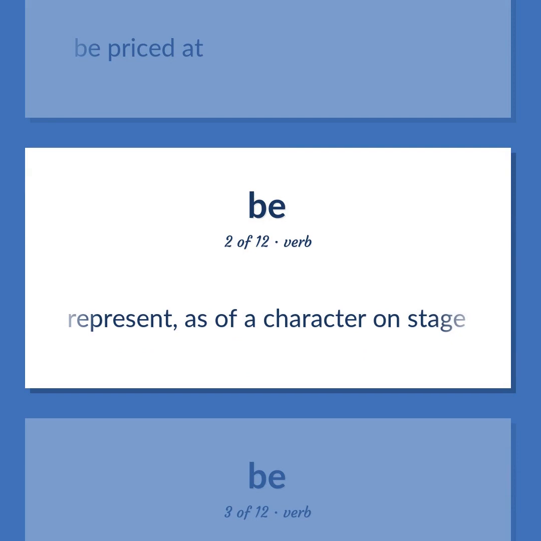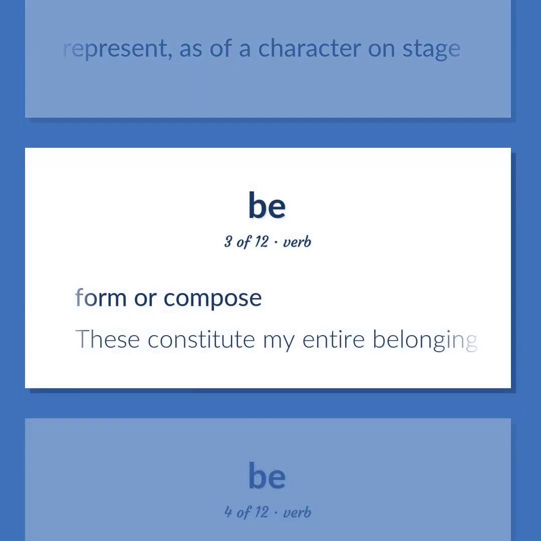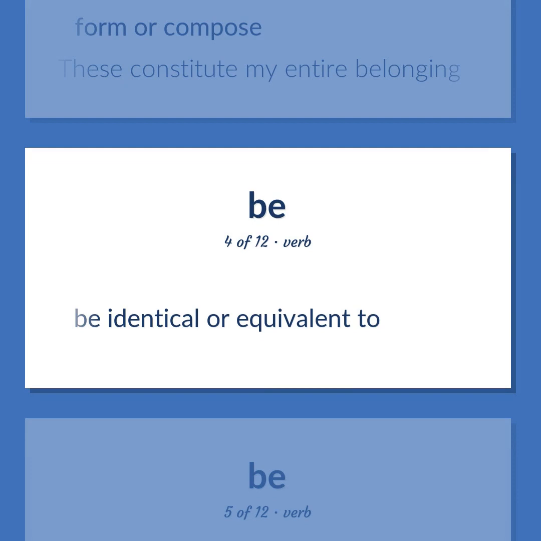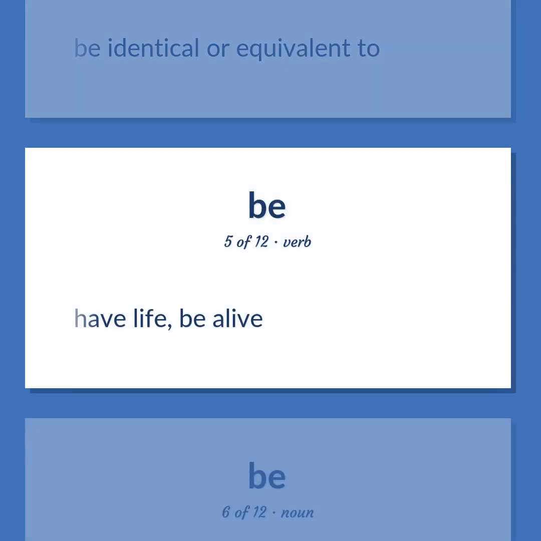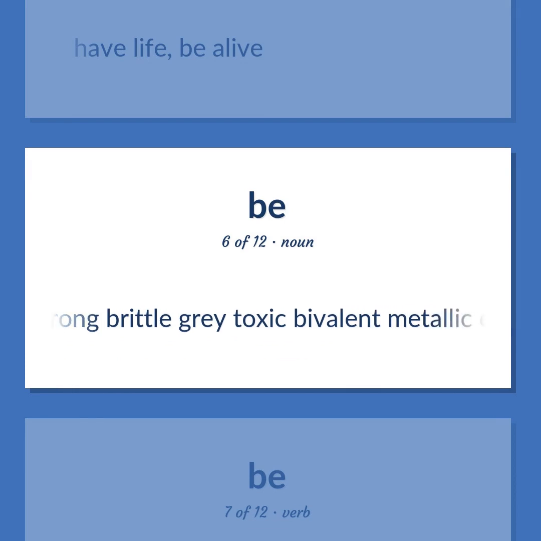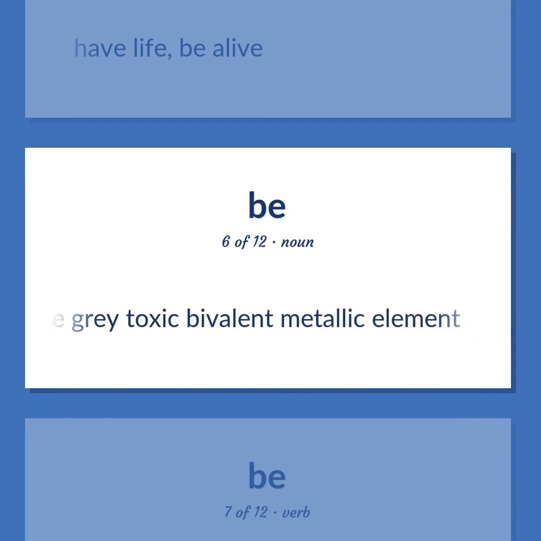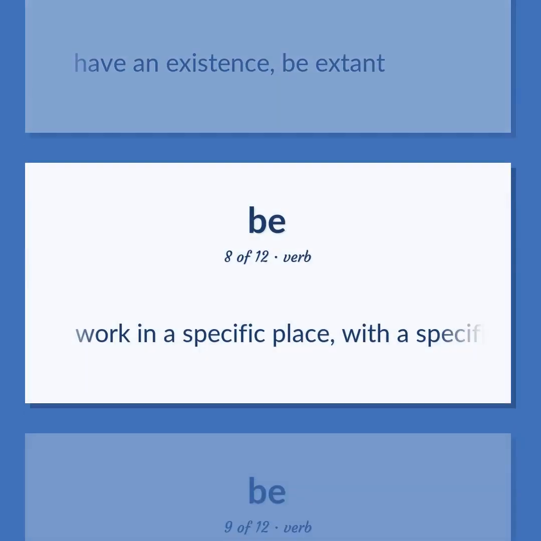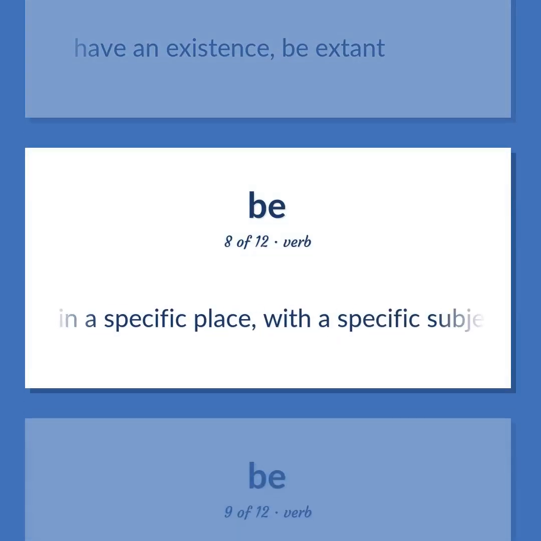Represent, as of a character on stage. Form or compose. These constitute my entire belonging. Be identical or equivalent to. Have life, be alive. A light, strong, brittle gray toxic bivalent metallic element. Have an existence, be extant. Work in a specific place, with a specific subject, or in a specific function.